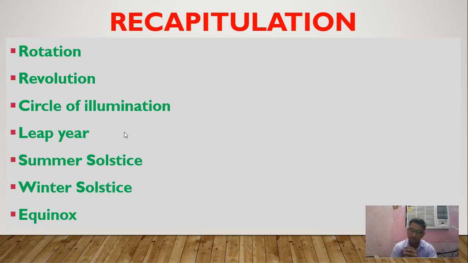Okay, then equinox. Equinox is the position of earth when days and nights are equal. This is the position of earth according to the sun when sun rays are directly falling on the equator and earth is having equal days and equal nights. This is known as equinox.